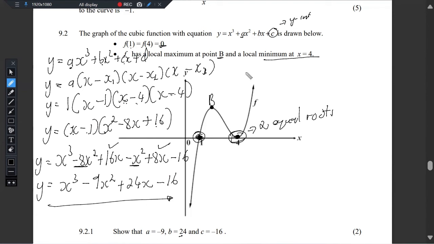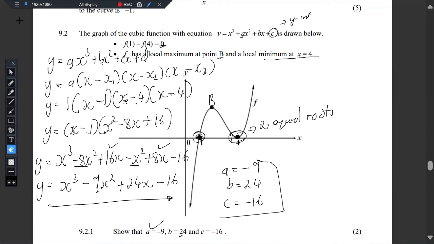And then let's see if it complies with this a, b, and c. The a, according to this, should be the coefficient of x squared. So a is -9, which is correct. And then b should be the coefficient of x, which is 24, it's correct. And then c should be the constant, so this is -16, right? So we are correct, 2 marks, unfortunately.